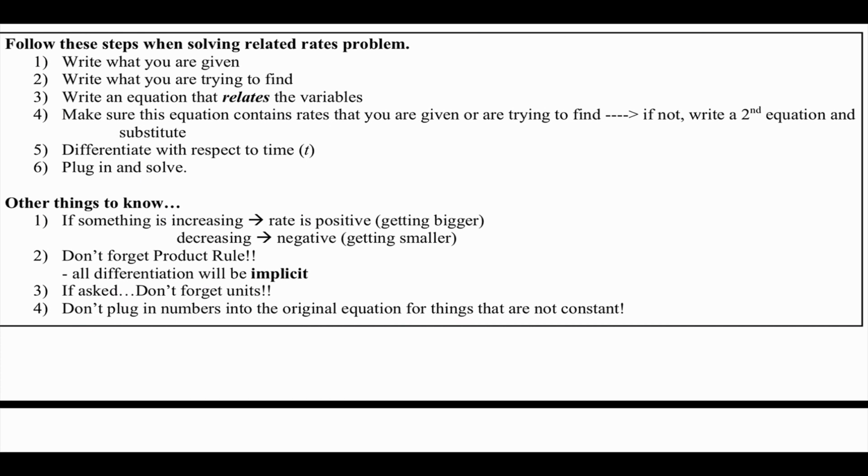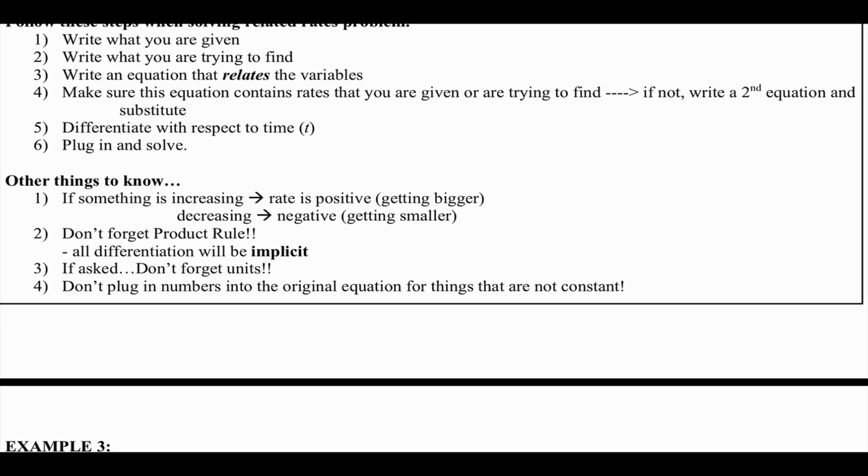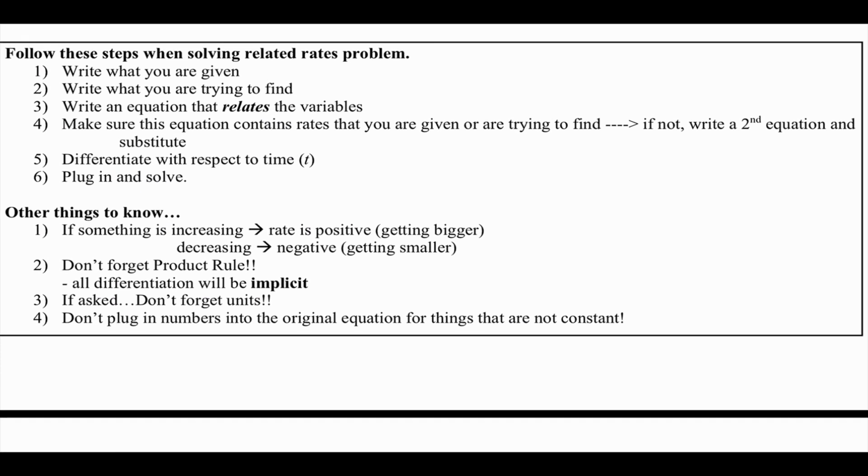And if something doesn't change, don't plug in numbers into the original equations for things that are constant. If something is constant, it's not changing, so the rate is always going to be 0. If something is not moving or changing, like someone standing still, you're not changing distance over time. So that's just 0. Make sure you read the question to help you out.